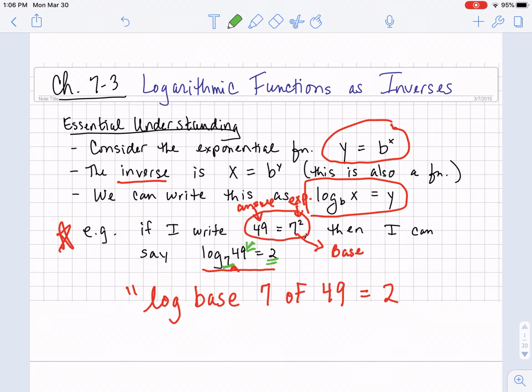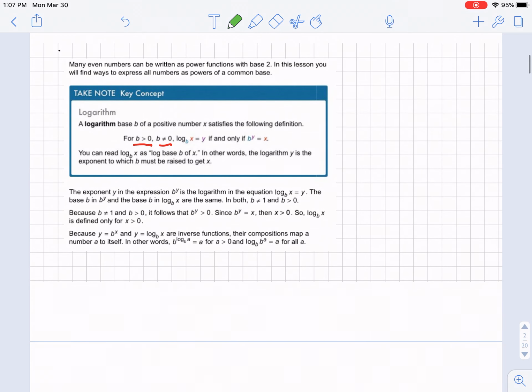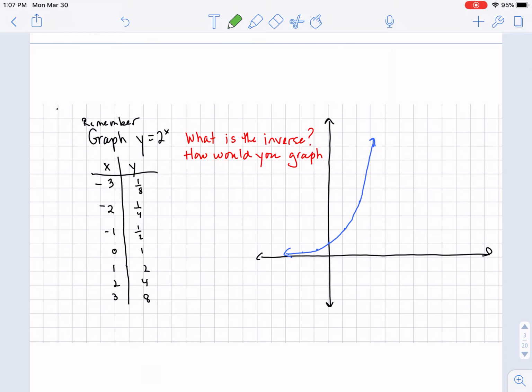So if I said 8 to the second is equal to 64, you can write that in logarithmic form as log base 8 of 64 equals 2. And again, 8 to the second equals 64. All right, we'll do more of this. Here is an important thing: your b, your base, has to always be greater than 0.